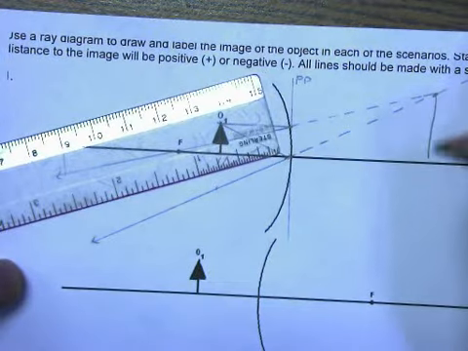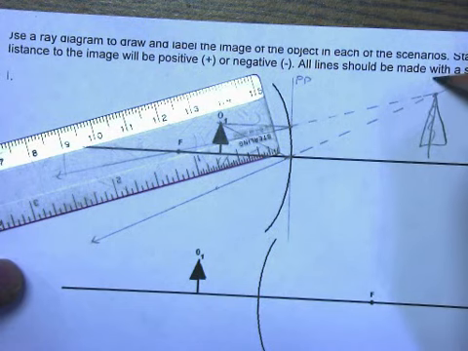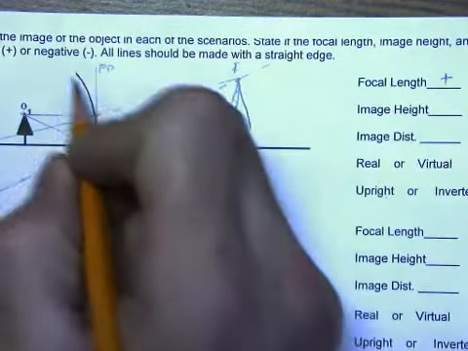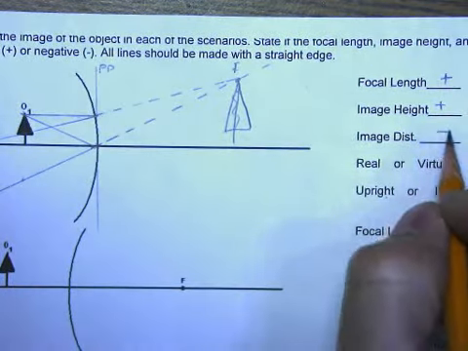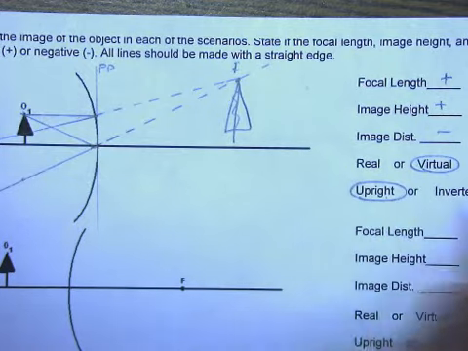So right here. So there's my image. So the focal length is positive because it's concave, the image height is positive because it's upright, and the image distance is negative because it's virtual.